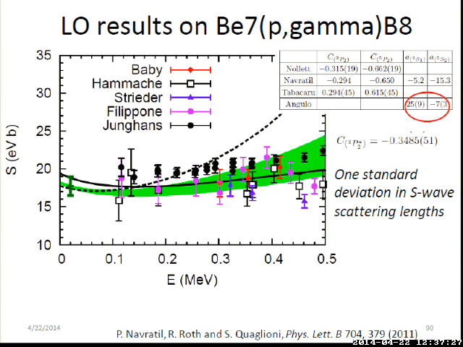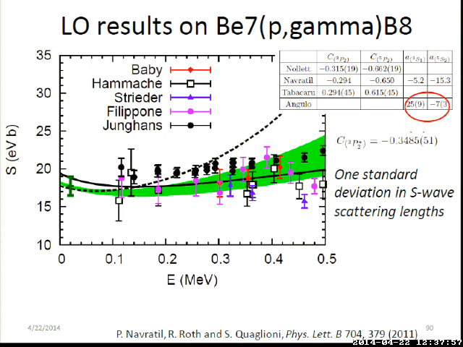What's the dotted line? I haven't explained that. You have this another ab initio calculation. This solid black line is their S-factor calculation, so it's an ab initio calculation, a microscopic calculation. And these dashed lines are the results of our model by using their output.